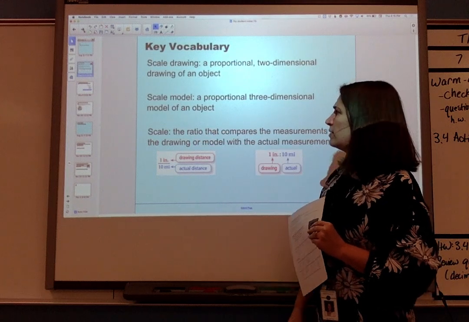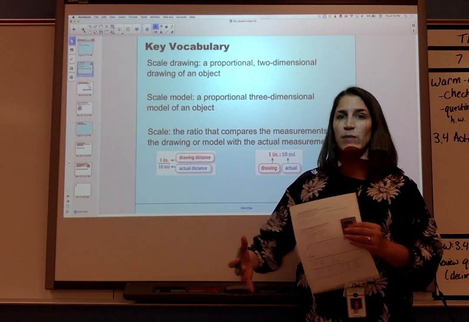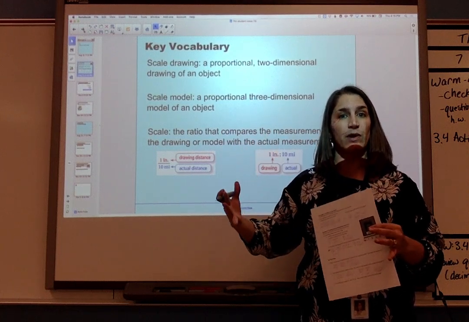A scale model is a proportional three-dimensional model of an object. So it might be something that you build out of clay or cardboard or something like that that represents a real three-dimensional object.